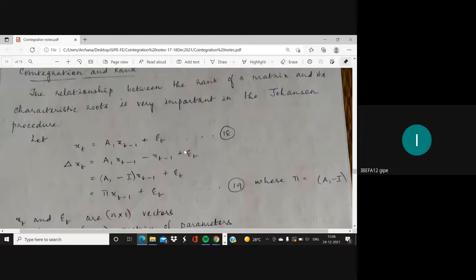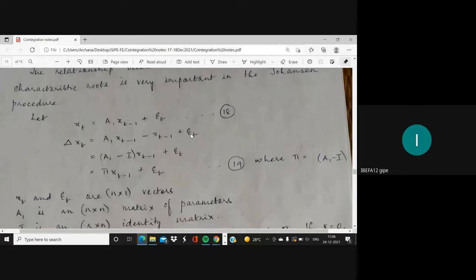To understand the mechanics of this whole test, we'll look at a simple VAR model and how we manipulate it and then put it in a form where we are able to conduct the Johansen test. So this is your typical form of the VAR model itself. Xt is equal to A1 xt minus 1 plus epsilon t. So this is a first order VAR model. We're taking a very simple VAR model to begin with.